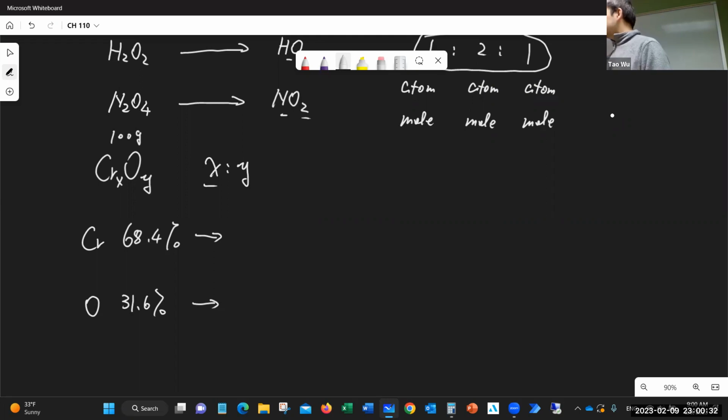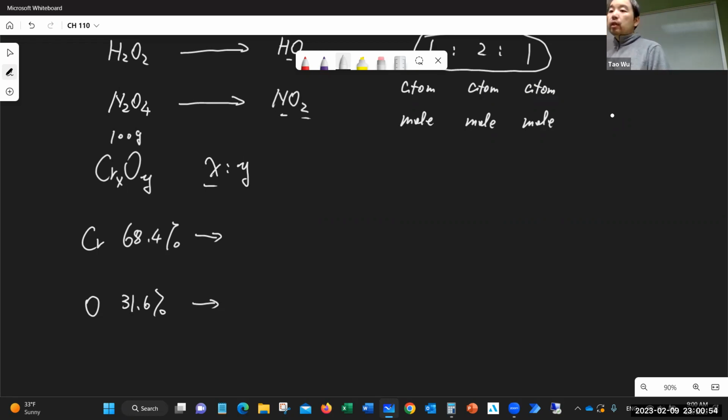Okay, because this is the mass percent. Remember, how do we do this? The mass percent is the mass of chromium divided by the mass of the compound. So this one times 100, you just got the mass of that, right? So the easiest way to convert those to the mass, you just assume we have 100 gram of those compounds.